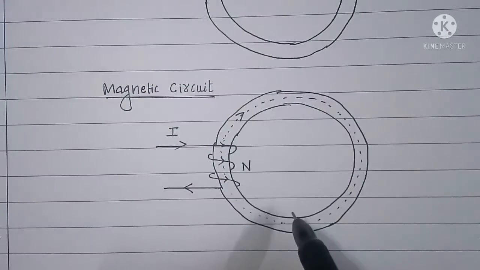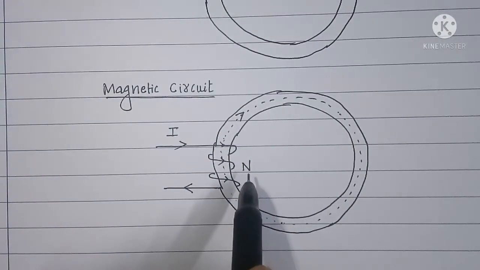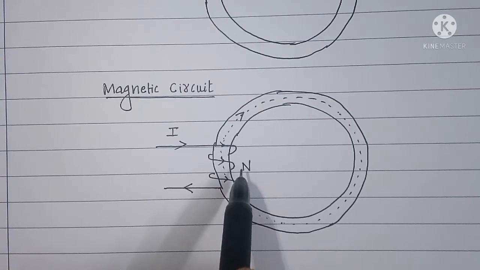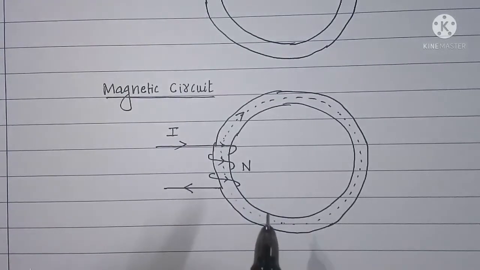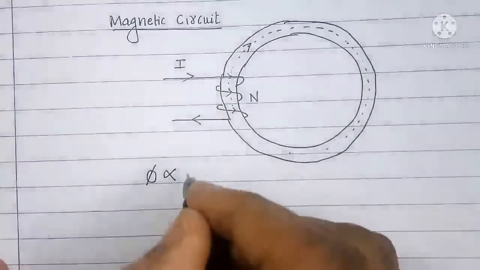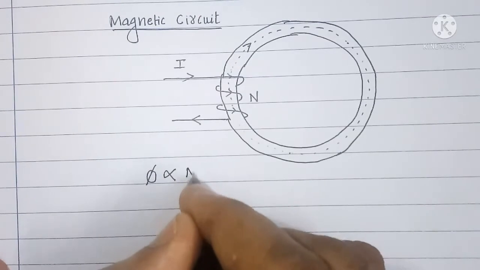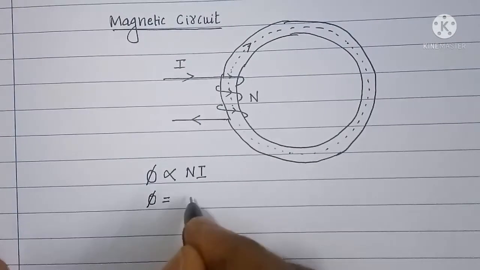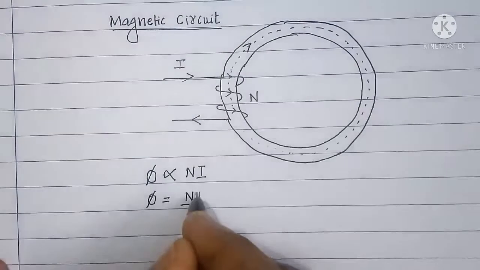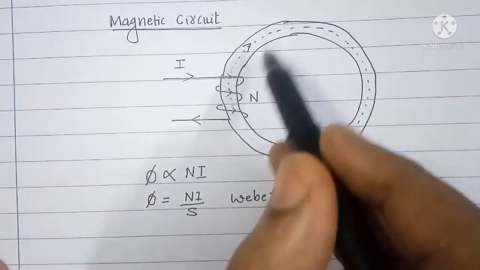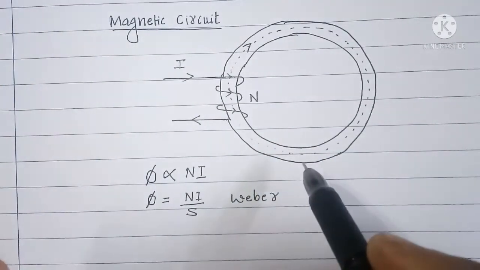We can increase the flux set up in this magnetic circuit either by increasing the number of turns for the same amount of current flowing through the coil, or by increasing the current flowing through the coil for the same number of turns, or by increasing both, because we know that flux phi is directly proportional to the magnetomotive force, that is N into I, or phi is equal to N into I by S, where S is reluctance. The unit here is Weber. This is called a series magnetic circuit because it has only one flux path.